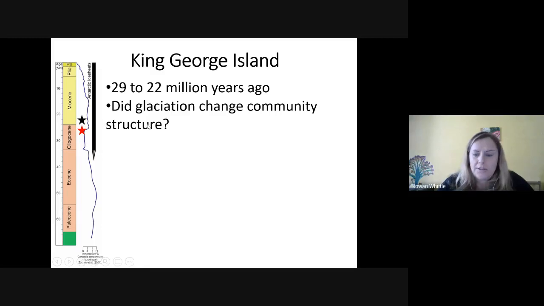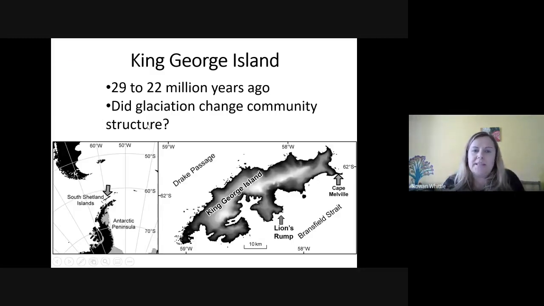So obviously the formation of the Antarctic ice sheets, these deposits are the first deposits that have evidence of animals living under icy conditions. And this evidence includes diamictites, striated rocks and dropstones. So the sediments were deposited in a glacial environment. So we did some work on the South Shetland Islands at two localities, Lions Rump and Cape Melville.